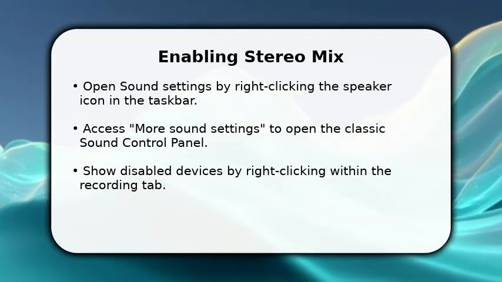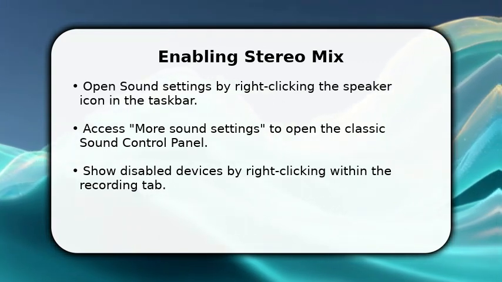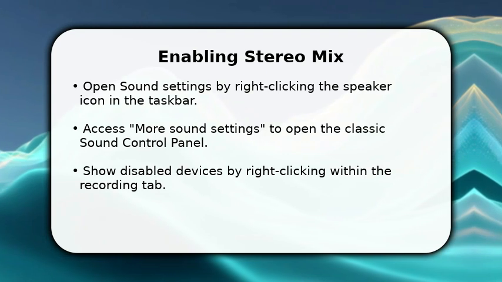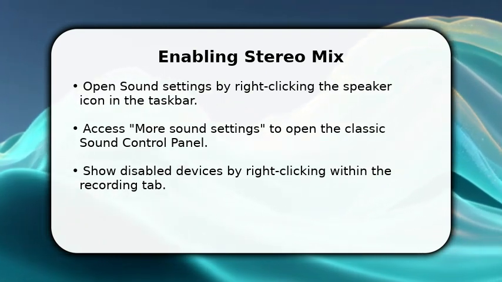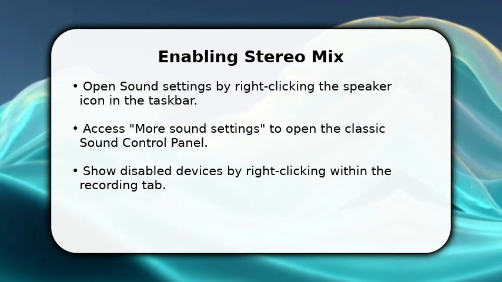In this video, I will show how to use stereo mix in Windows 11. First, right-click the speaker icon on your taskbar and select Sound Settings. Scroll down and click More Sound Settings to open the classic sound control panel. Navigate to the Recording tab.